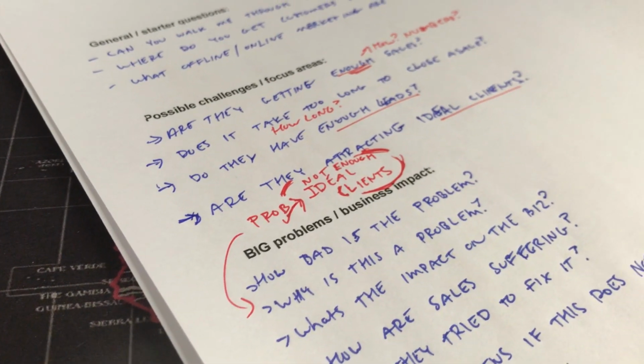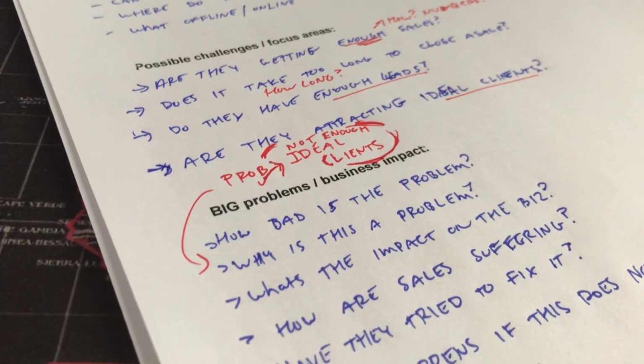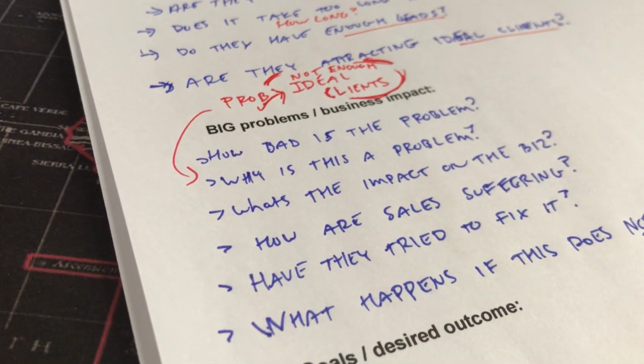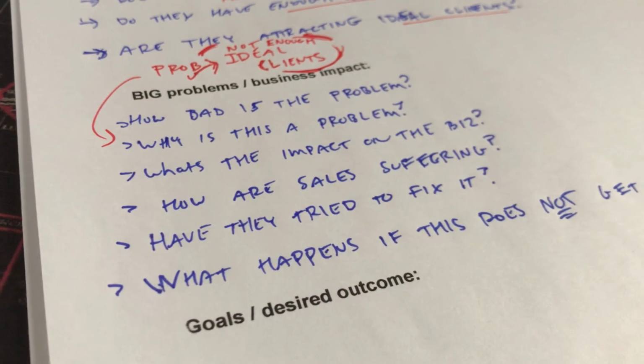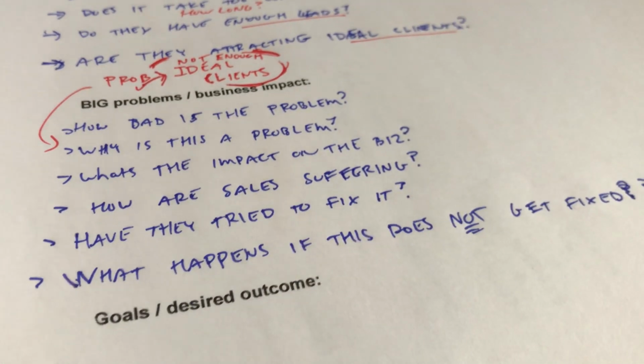Now in the next section, the big problem impact section, once you've asked those possible problem questions and you start finding some real problems, you're going to go into those in more detail. So if they have a problem with finding ideal clients, ask them about that. Okay, where is that problem coming from? What does that mean for the business? How's that holding you back in other areas? How's that impacting the day-to-day business, your long-term goals?